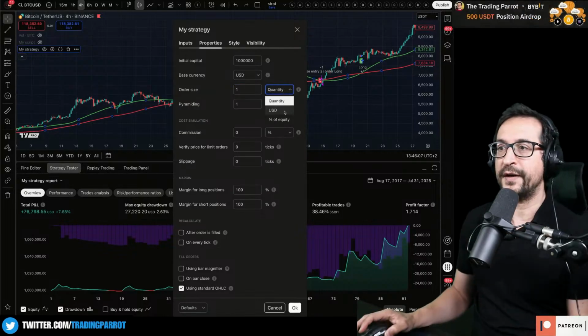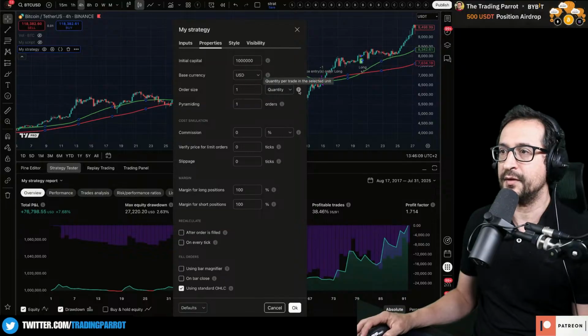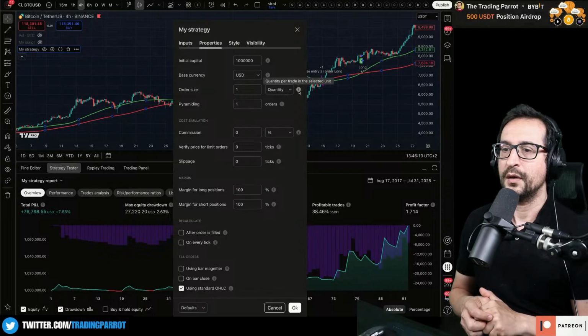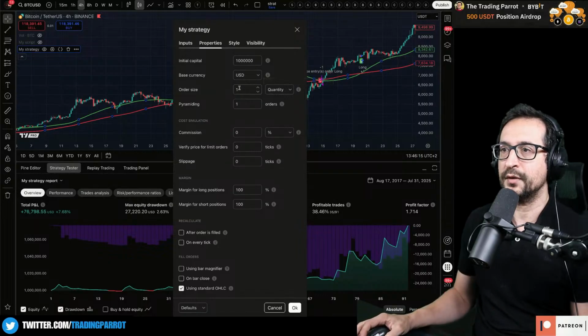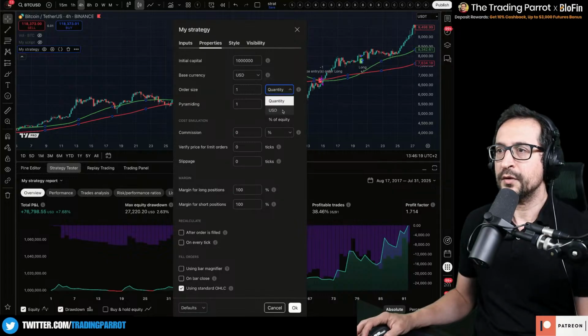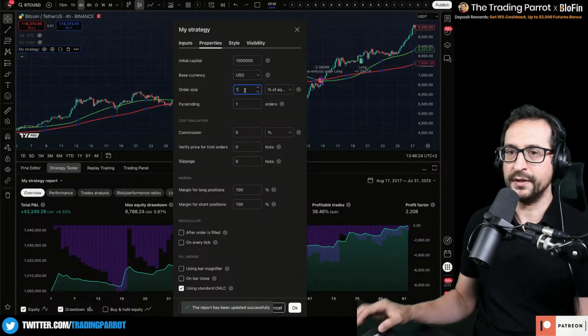I don't remember this part very fresh, but let me see the documentation. Quantity per trade in the selected unit. So is this really buying just $1 or one BTC? It could be one BTC. So let's do it with percentage. In this case, we're doing compounding.